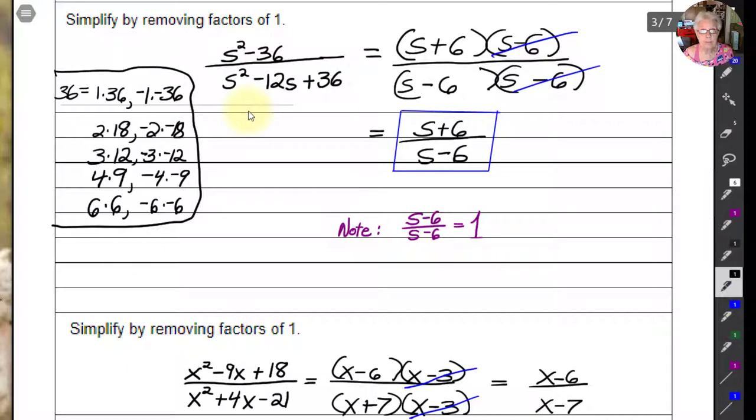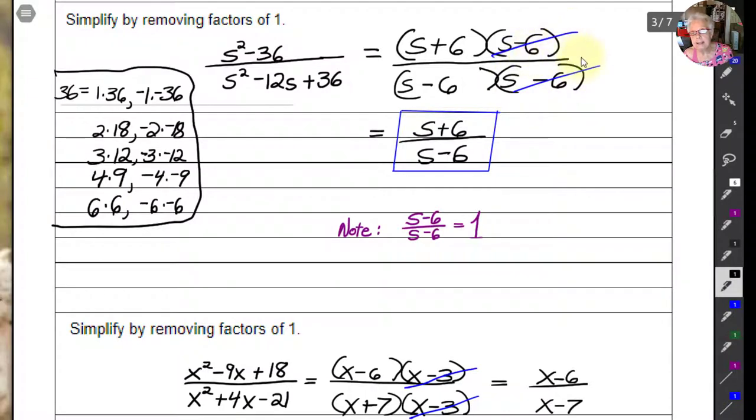But it's a little more complicated, isn't it? We're going to factor. 36 is 6 squared, so we factor this by the difference of 2 squares, s plus 6 times s minus 6. On the bottom, we have 1 as the leading coefficient, so all we have to do is factor positive 36 and find two numbers that add up to negative 12. Find a factor pair whose numbers add up to negative 12. And here you have minus 6 and minus 6. So we'll have s minus 6, s minus 6.